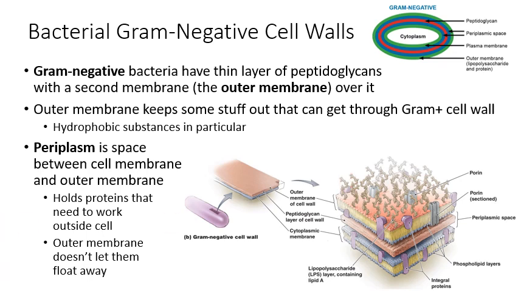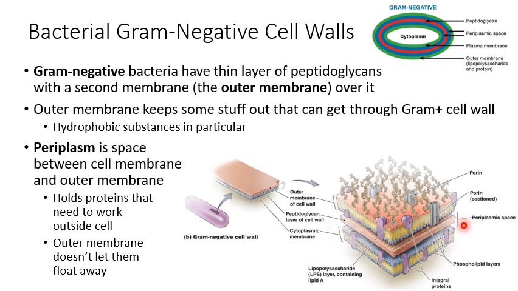The benefit of this membrane is that it keeps some things out that would be able to get through the gram-positive cell wall, specifically anything that's hydrophobic. Hydrophobic things can go through the peptidoglycan layers of the cell wall, but they don't go through that outer membrane, which is actually unusual. Most membranes would be permeable to something that's hydrophobic. The cell membrane is permeable to hydrophobic things, so they can just go right through the cell membrane. But the outer membrane, because of that LPS, is not porous for hydrophobic substances. They can't get through.